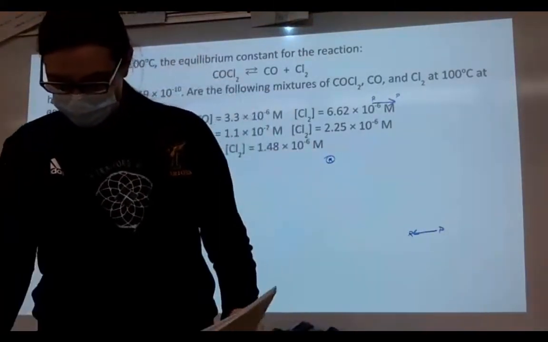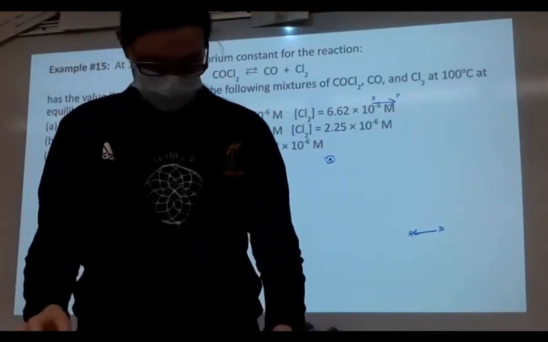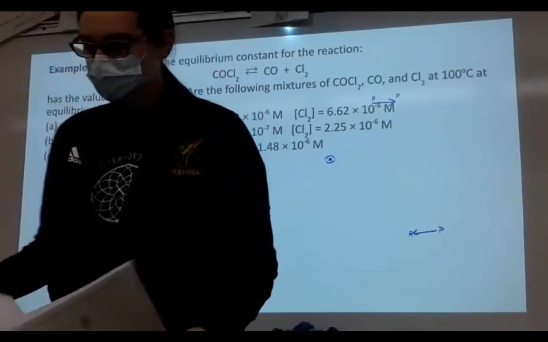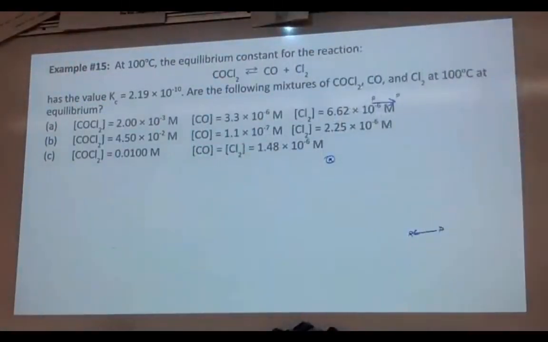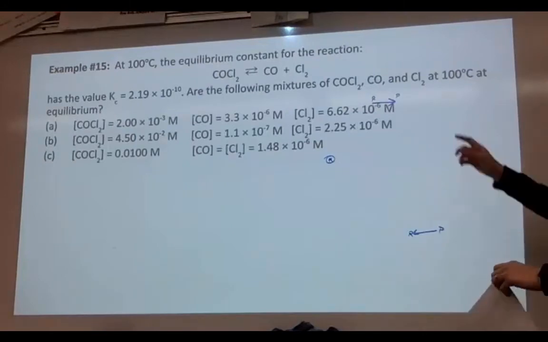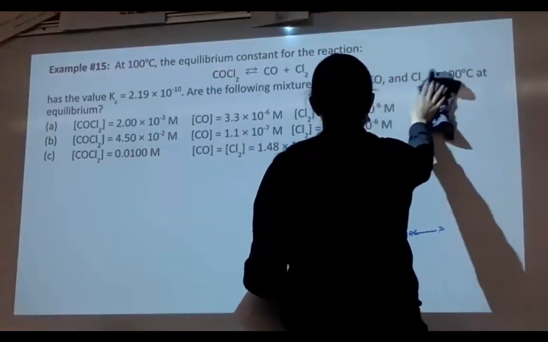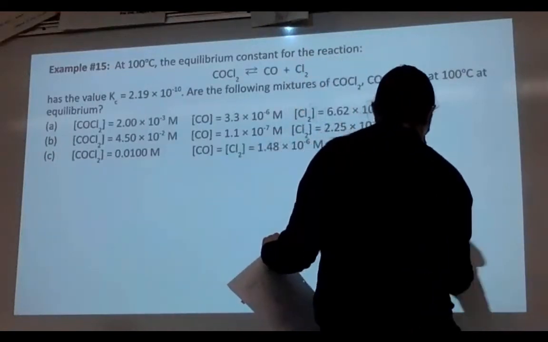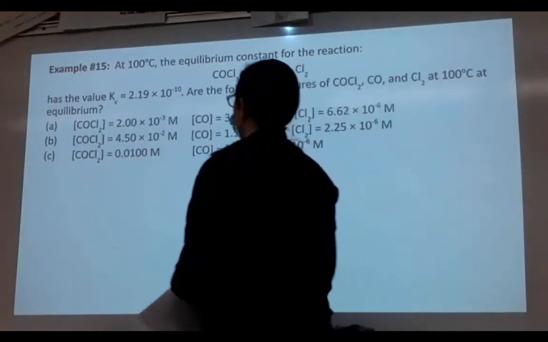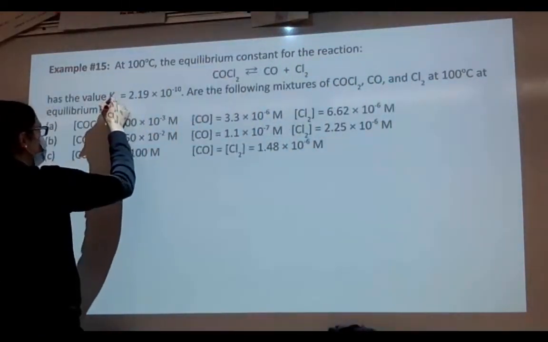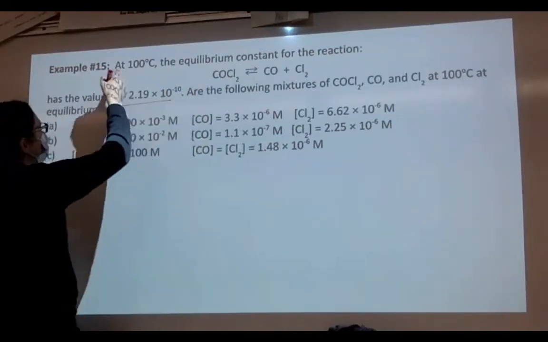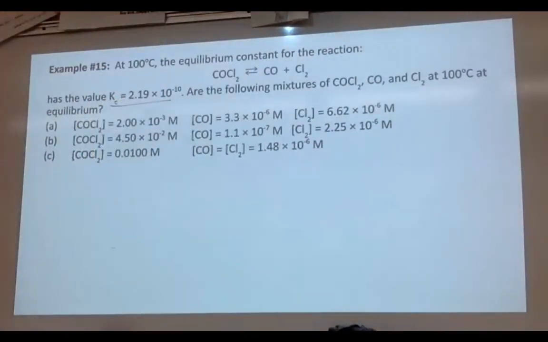If we read this example, at 100 degrees Celsius, the equilibrium constant for this reaction has the value of 2.19 times 10 to the negative 10. So they gave me a value of K. Underline, circle, something. This is important. As long as we're at 100 degrees Celsius, this is the equilibrium constant.